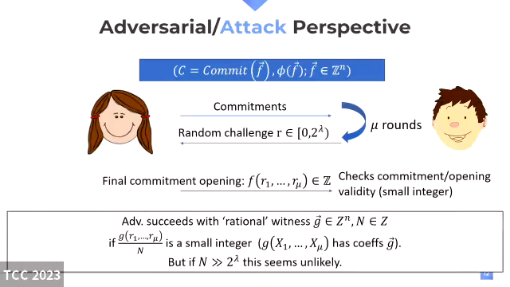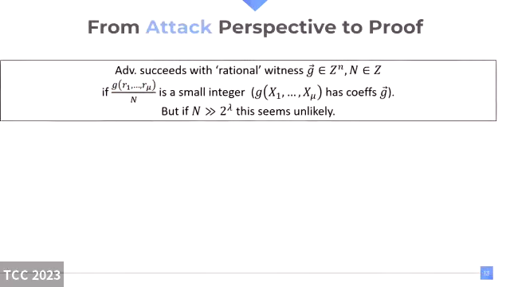So what this implies is that the adversary, if it wants to succeed, still needs to output an integer at the end. So we know that g evaluated at the challenges divided by n has to be a small integer. However, if n is very, very large, it seems unlikely that this thing is a small integer. So how do we formalize this notion?